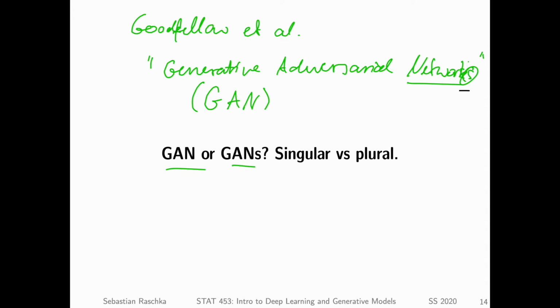And I will try to have a convention. If I say GANs, I mean multiple generative adversarial networks. And if I say GAN, I mean one generative adversarial network. It sounds a little bit weird to say one generative adversarial networks because it's a plural here, so it gets a little bit confusing. So please forgive me if I'm not super consistent, but I just wanted to note why I'm sometimes saying GAN and sometimes GANs and where this comes from.